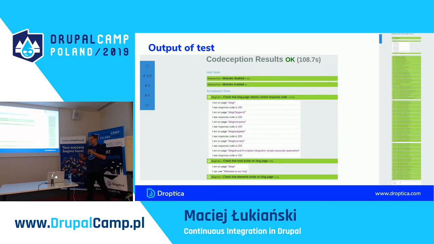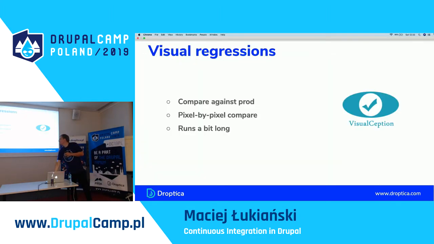And whenever we build a feature, Jenkins automatically builds the website for us and runs these tests. We see, okay, nothing's broken. And we do visual regression tests as well.